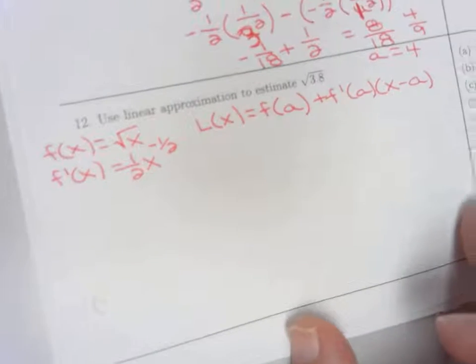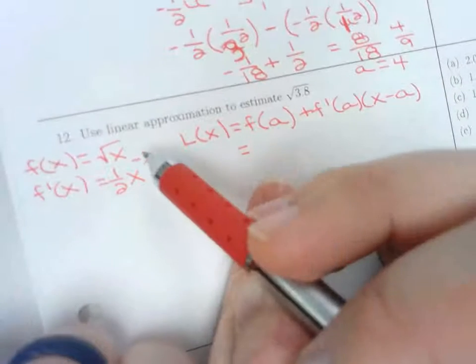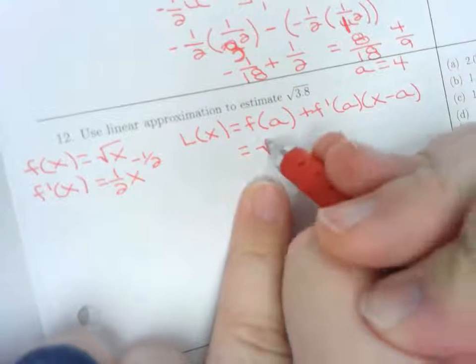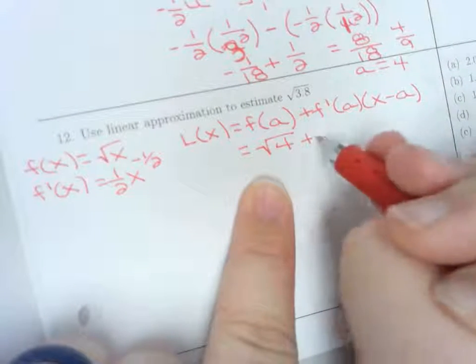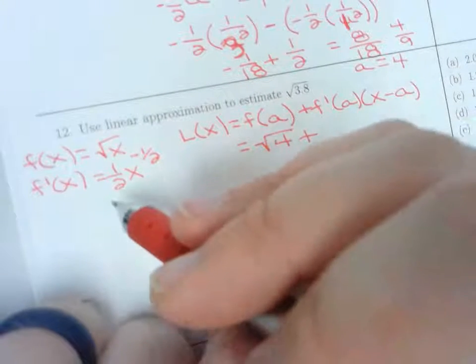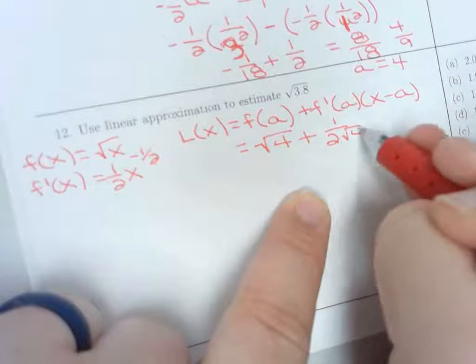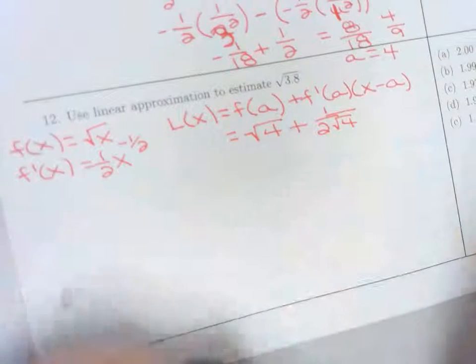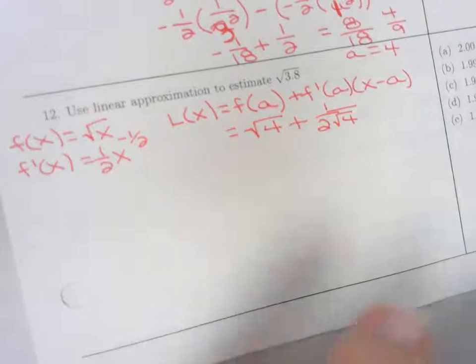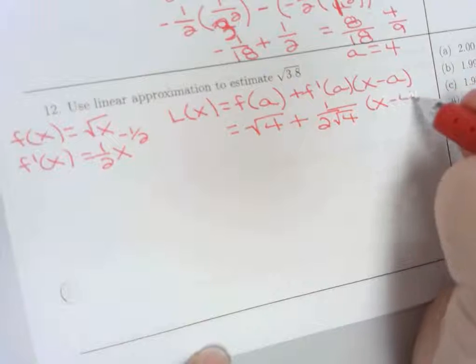And then let's start plugging in. f of a would be a plugged into your function, so it becomes square root of 4, plus f prime of a plugged into your derivative, which is 1 over 2 square root of 4. I just put the x to the negative 1/2 as a square root in the denominator. And then x minus a, x minus 4.